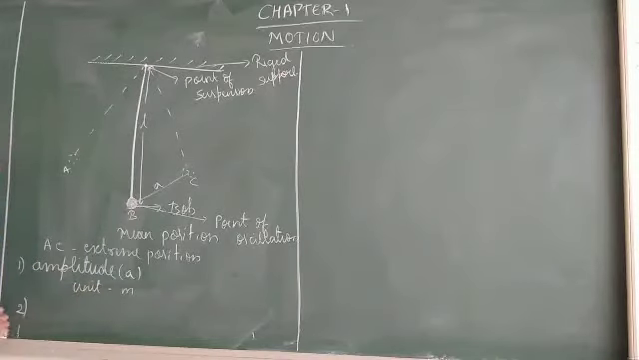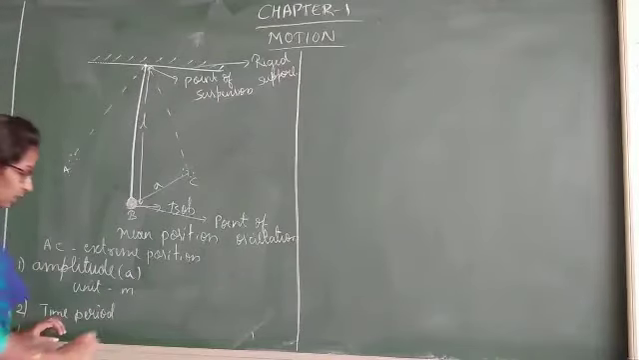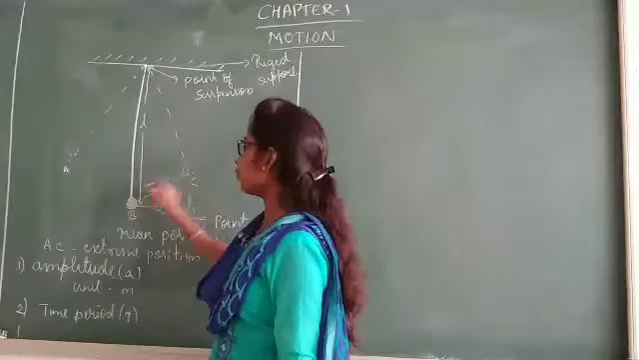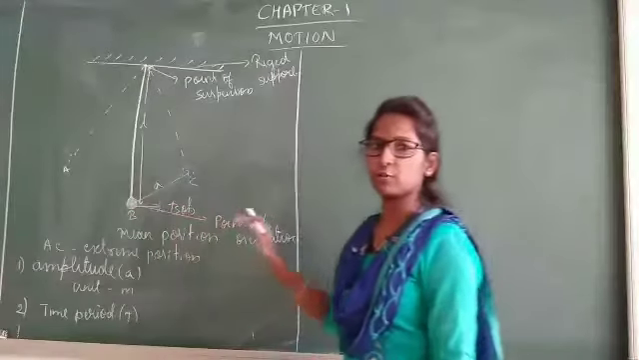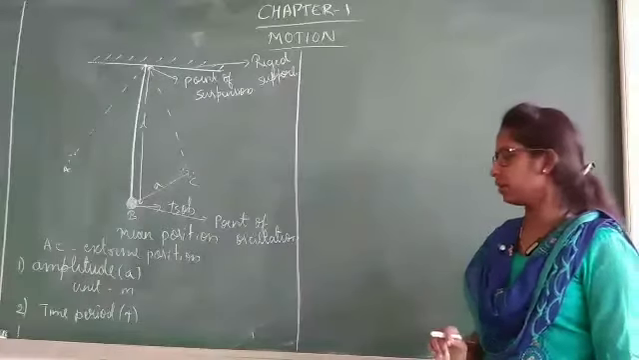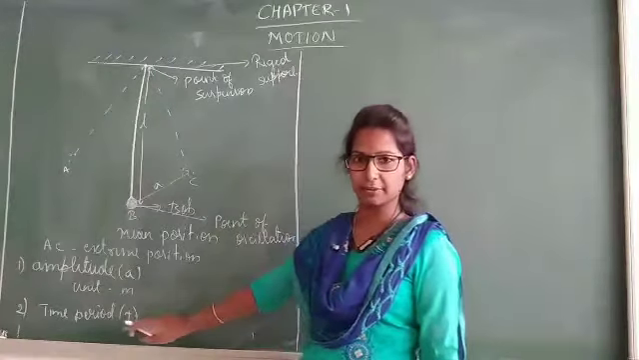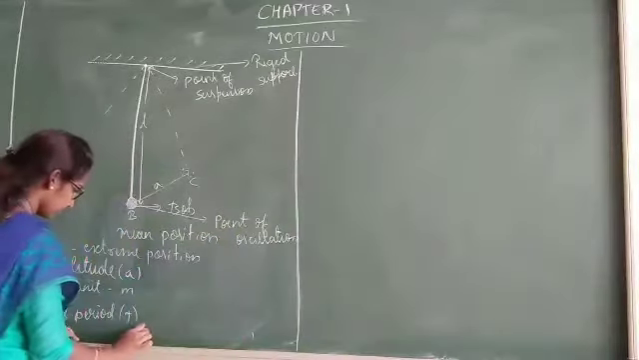And the second one is time period. Before that, we should know what oscillation is. Oscillation is nothing but one complete to and fro motion of a bob about its mean position. And how much time it takes to complete one oscillation is called time period. It is represented by the capital letter T, and the SI unit is second.